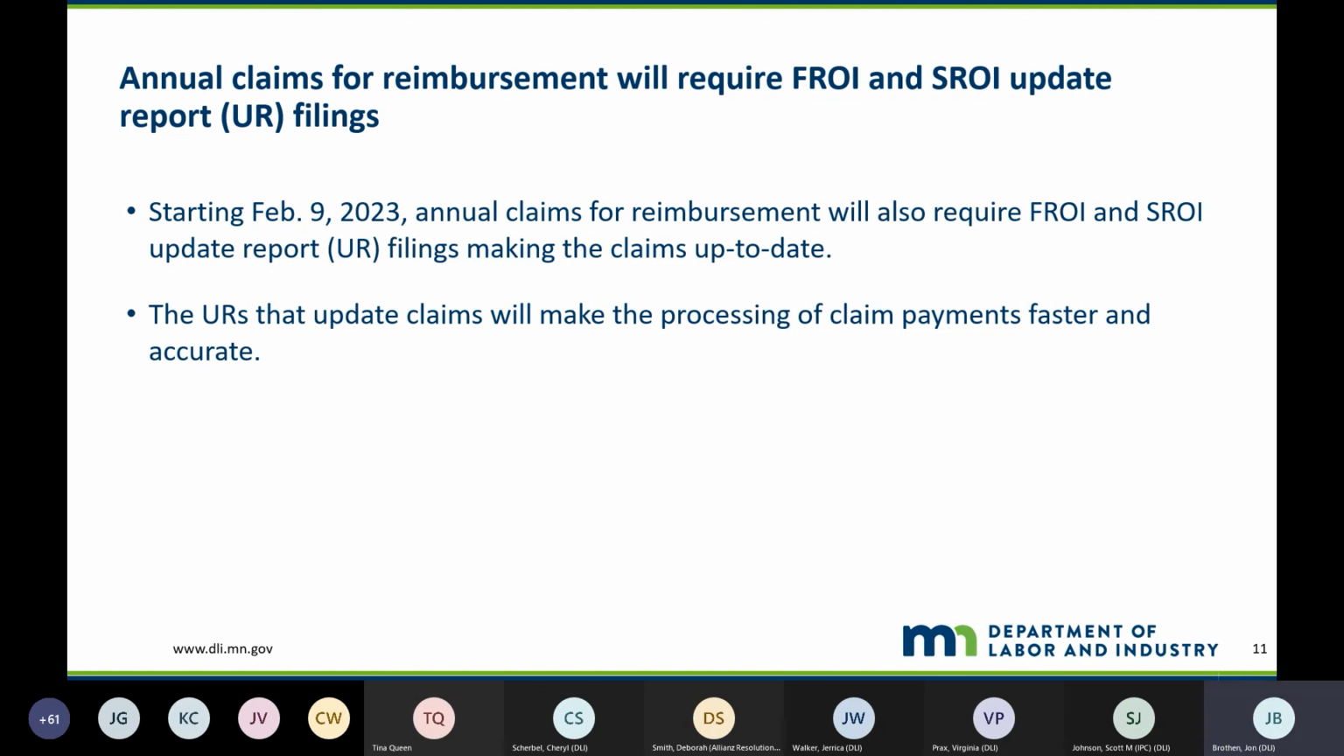Right now, we're working with as many people as we can to try and make sure their claims are up to date. But if anyone who's listening knows that you have annual claim for reimbursement claims, you may want to check to make sure that you've done those UR filings on those claims if you're going to do another annual claim for reimbursement, just to make sure that you're ready to go and that everything's up to date. So with that, let's look at slide 12.